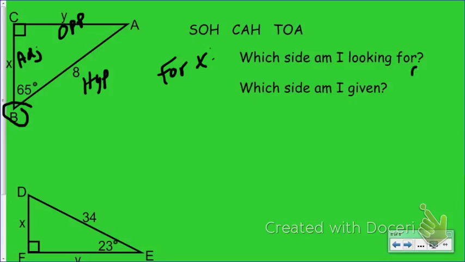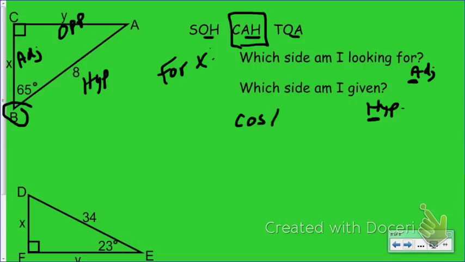So which side am I looking for? If I'm looking for x, I'm looking for the adjacent. Which side am I given? I was given the hypotenuse. So the first letter in those two words are A and H. So if I look at the second and the third letters up above, the one that's got the A and the H is CAH. So I'm going to use cosine. So cosine 65 degrees equals A over H, because remember it's CAH, so A over H. So that's going to be the x on top over the hypotenuse, which is 8.